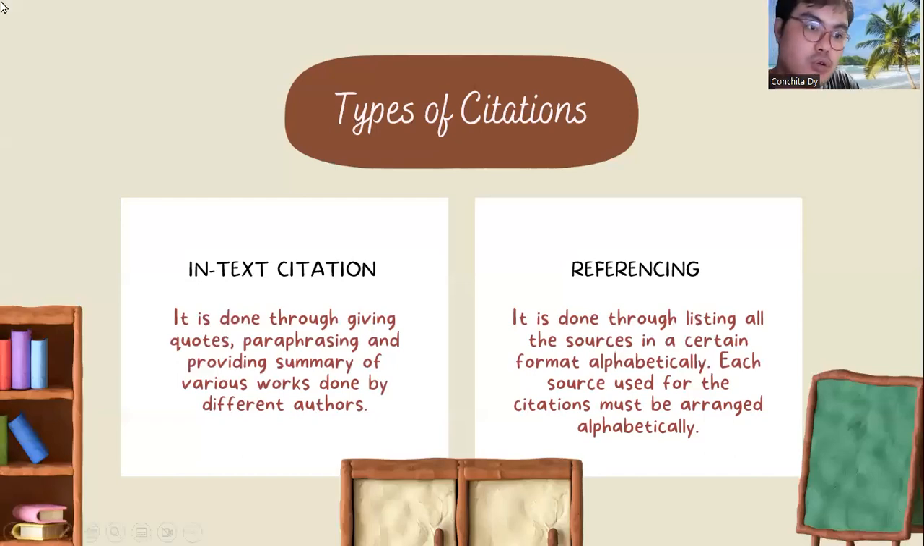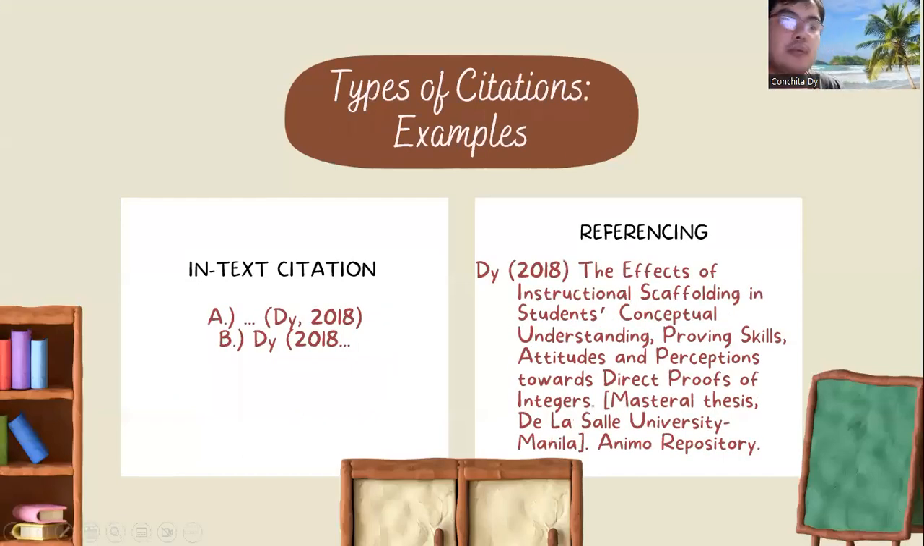Next page, so we're going to discuss the types of citations. Ito yung example ng in-text citation. So, yung letter A, it is located at the end of the paragraph. In letter B, it is located at the beginning of the paragraph. So here is the referencing mode. So this can be found in the references.